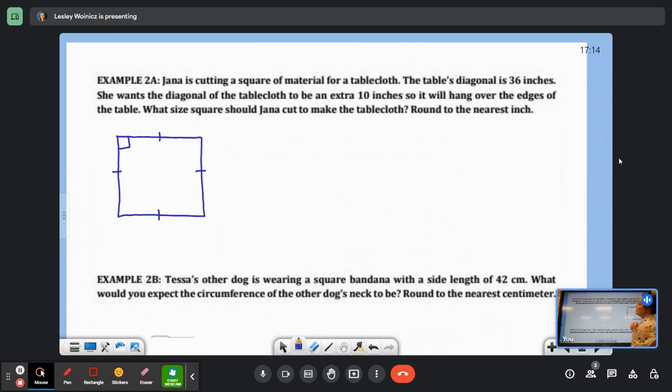Okay, the table's diagonal is 36 inches. She wants the diagonal of the tablecloth to be an extra 10 inches so it will hang over the edges of the table. What size square should Jana cut to make the tablecloth?